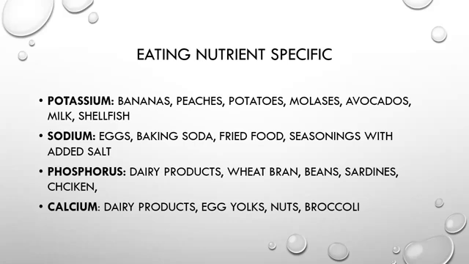Foods high in sodium: eggs, baking soda, fried food, seasonings with added salt. Foods high in phosphorus: dairy products, wheat bran, beans, sardines, and chicken. And then foods high in calcium: dairy products, egg yolks, nuts, and broccoli.